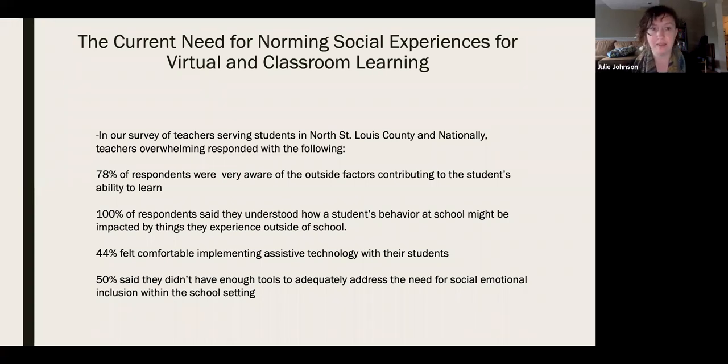100% of respondents said that they understood how a student's behavior at school might be impacted by things they experience outside of school. So that's like the trauma piece, and understanding that students do have autism or Asperger's or different brains, and those might impact the way that they are able to engage with other teachers, other peers. Everyone got that. Awesome. Now here's the area of need right here, okay? This is why we're doing this training.